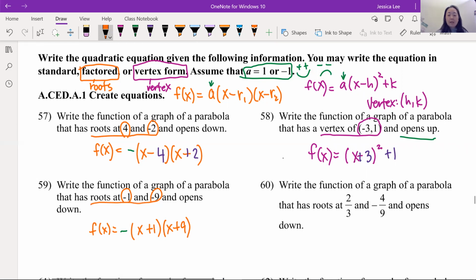All right, and this one has roots at these fractions. Now, what am I going to do with that? To make it look nicer, this is what we're going to do. We're just going to set these equal to x. This is like our final answer, right? We're going to go back in time. What did these look like before we got to this point?